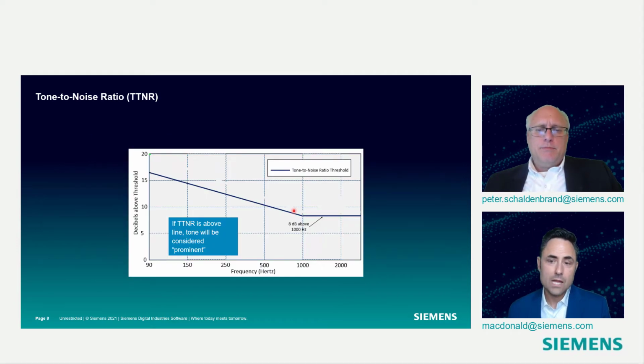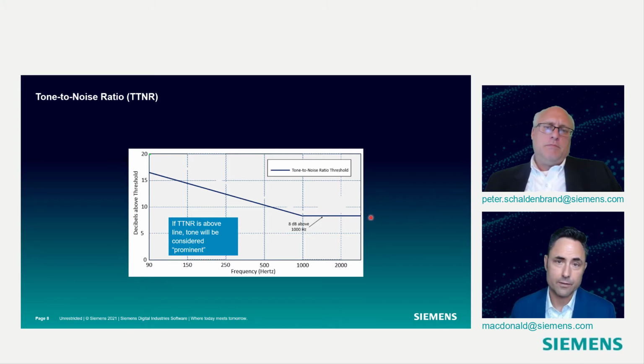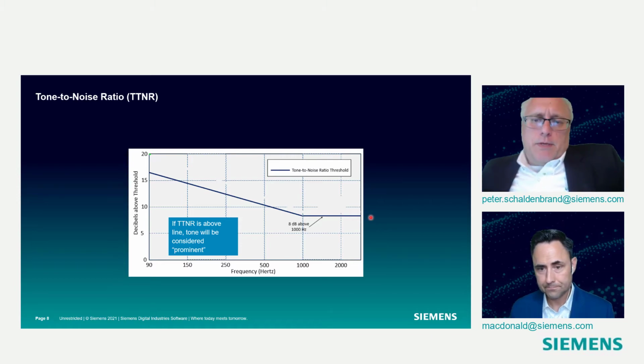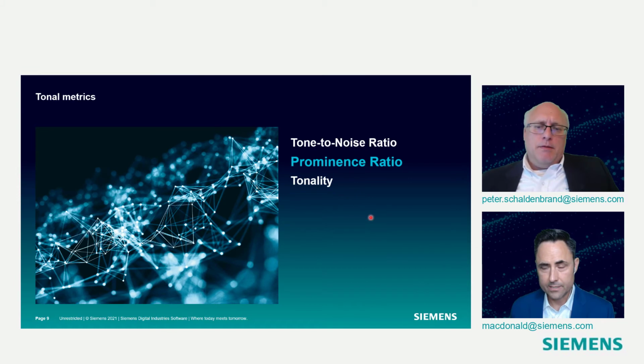But so this is the threshold for prominence according to tone to noise ratio. So above 1,000 hertz, it flatlines at 8 dB. So if your tone is 8 dB above the level of that critical band, you'll get a prominence of yes, and you should be able to pull that tone out from the background noise. Below 1,000 hertz, that difference has to be bigger and bigger because we don't hear as well at low frequencies as we do at high frequencies, like we've talked about. Okay?